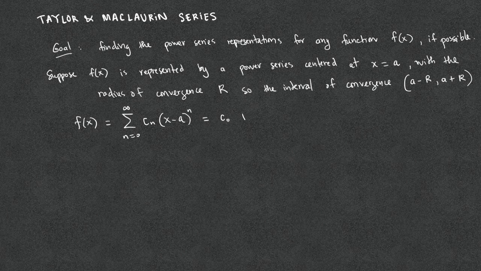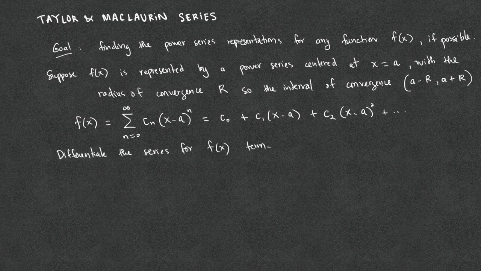When n equals 0, the term is c sub 0. When n equals 1, the term is c sub 1 times (x minus a). When n equals 2, it is c sub 2 times (x minus a) squared, plus so on.